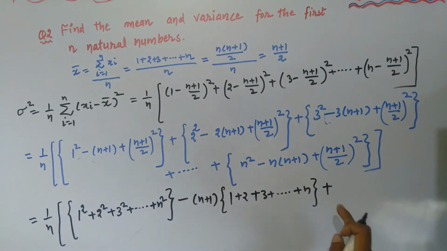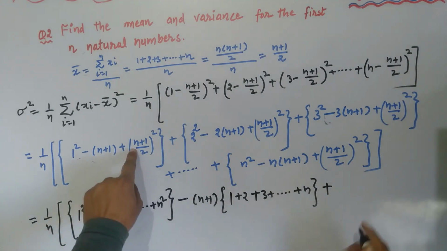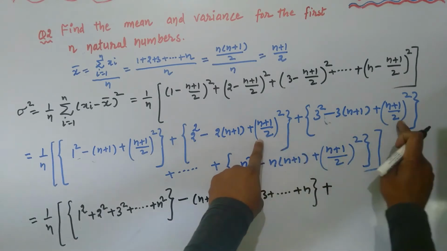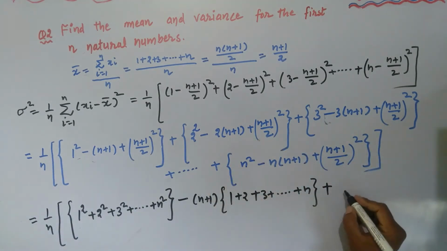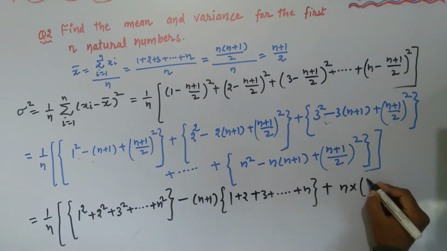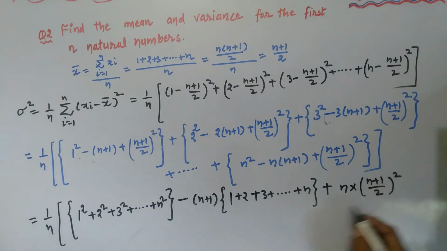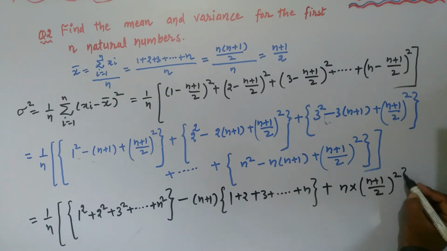Next one, we just write n plus 1 upon 2 whole square, everywhere this is the same. So n times we are adding, meaning n into n plus 1 upon 2 its whole square. So this was the third bracket.